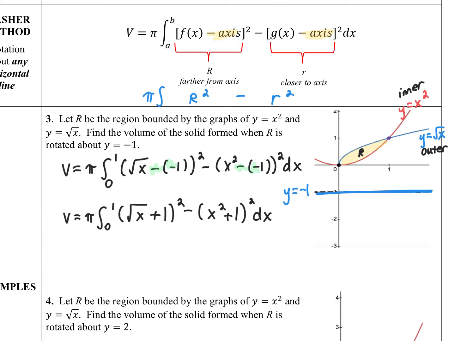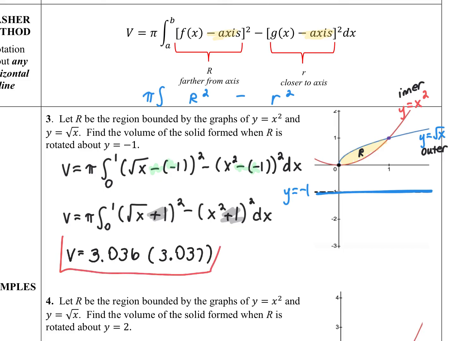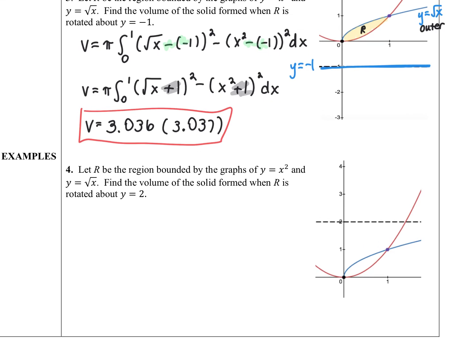But if you look at what this is saying about my picture, it makes sense. When I move my axis of rotation from the x-axis down here to y equals -1, what happened was I increased my radius by 1, because it was originally up here, and I just extended it down 1 unit. So now my radius increases by 1, and that's why here I've added 1 to both of these, because that's increasing that radius. And then just putting this in my calculator gives me either one of these answers, truncated or rounded. Let's take a look at one more.